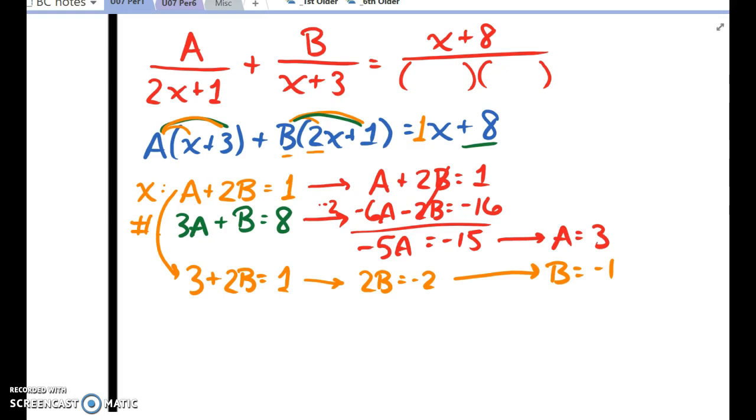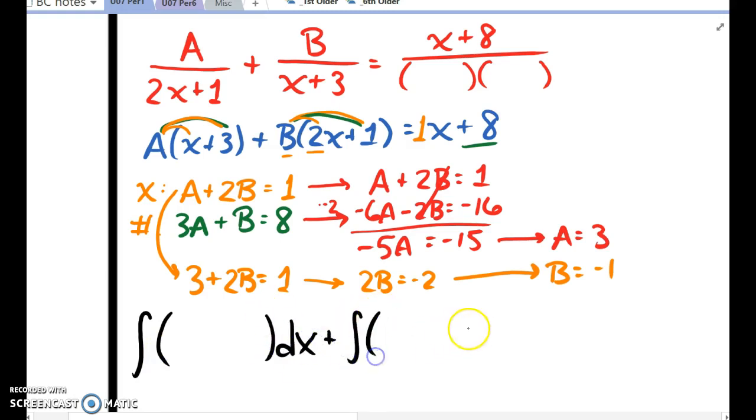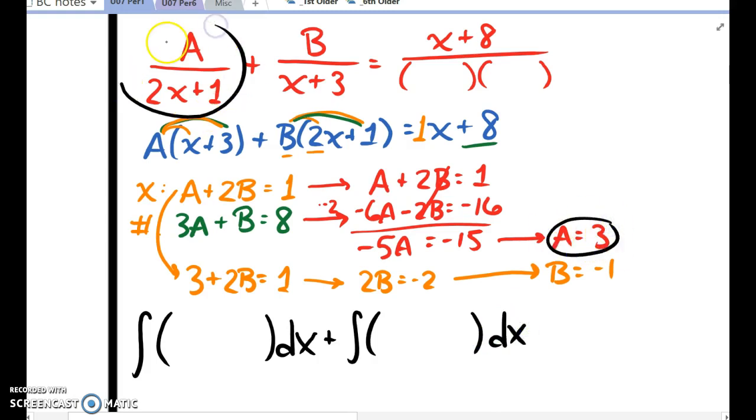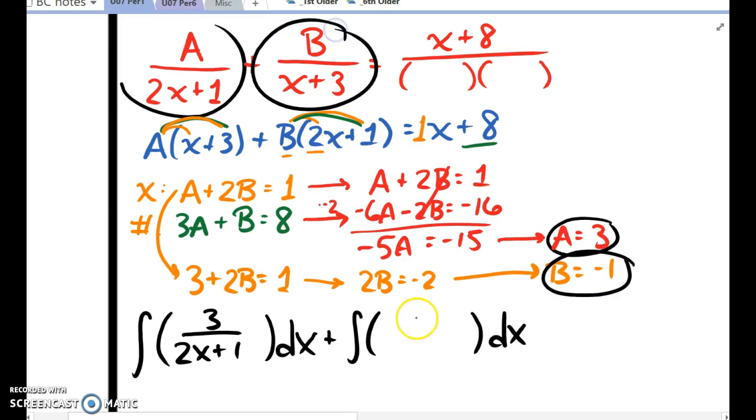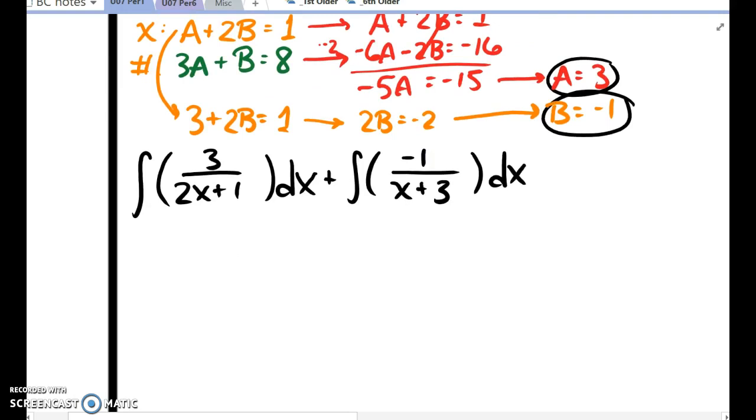This really is the harder part of this question, which isn't necessarily hard, it just takes longer than what we're about to do. Because what I have now is two separate and simpler quotients that I can integrate. My A goes over the 2x plus 1, so 3 over 2x plus 1. B goes over the x plus 3. And then, because they're separated by addition, everything works nicely. Just bring down the addition. Constant multiple of 3, just bring that out front.